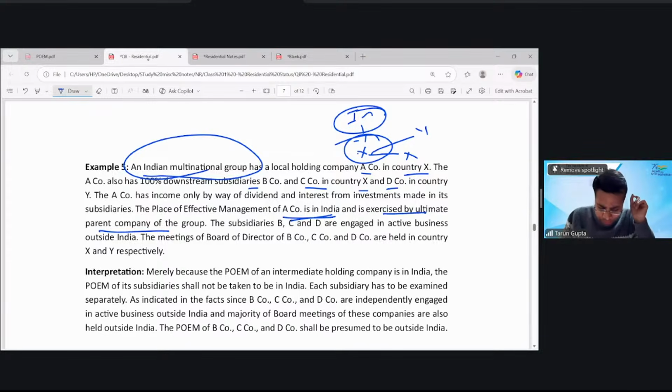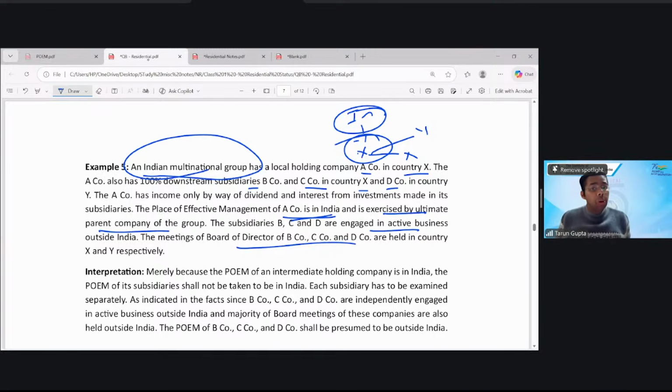This is the fact. The subsidiaries B, C and D are engaged in active business outside India. So the ultimate subsidiaries are actually engaged in active business outside India. The meetings of the board of directors of B, C and D are held in countries X and Y respectively.